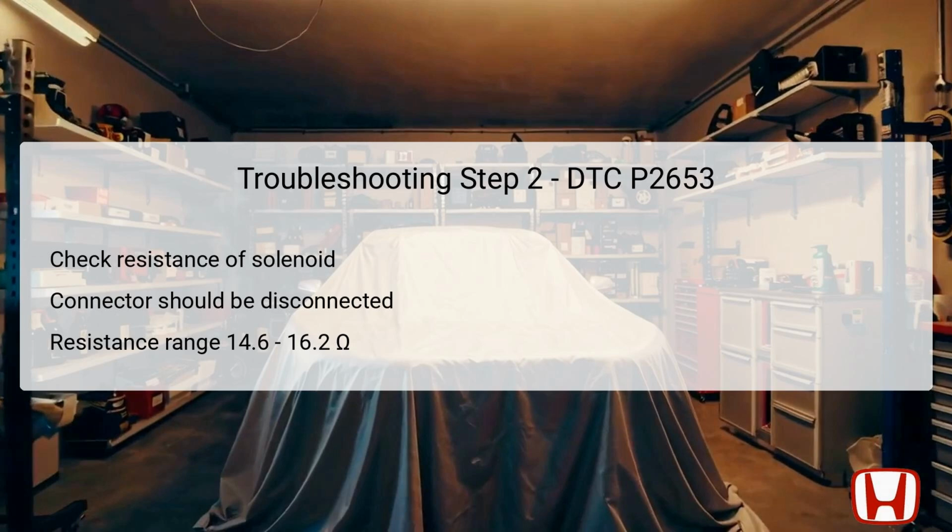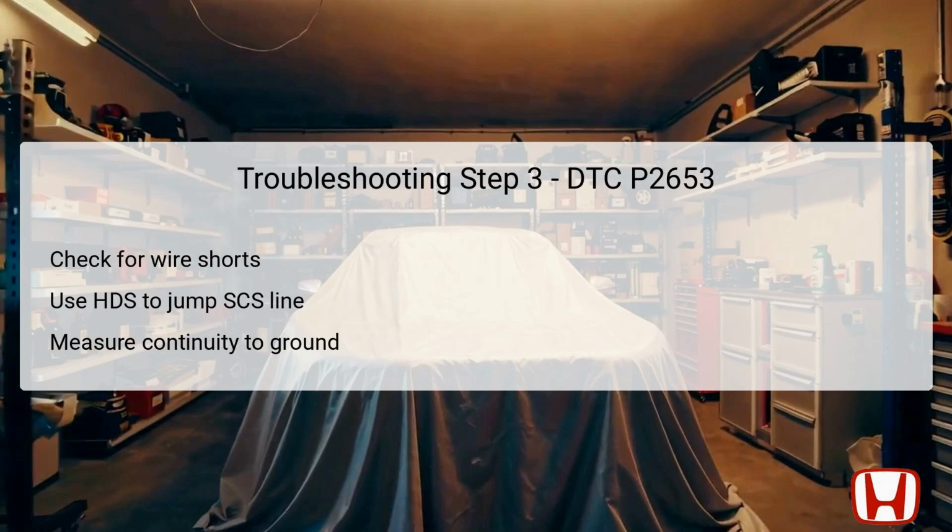You should find a resistance reading between 14.6 and 16.2 ohms at room temperature. This range indicates that the solenoid is functioning correctly, whereas readings outside this range necessitate replacement of the rocker arm oil control valve. Accurate resistance measurements are essential to diagnose if the solenoid itself is at fault.